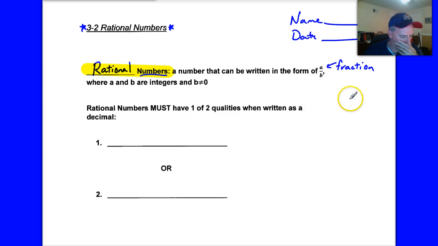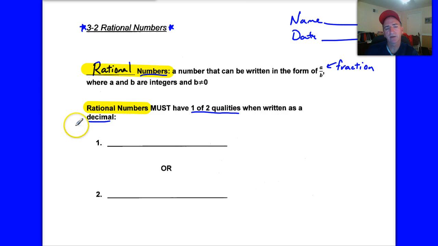The easiest way to figure out if a number is rational is there are basically two tests, and one of these two tests must be true. Rational numbers must have one of two qualities when written as a decimal. So see if one of these two things is true. Either one, just one, and it's rational.